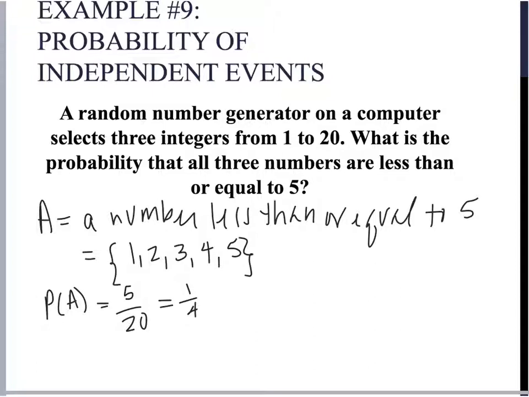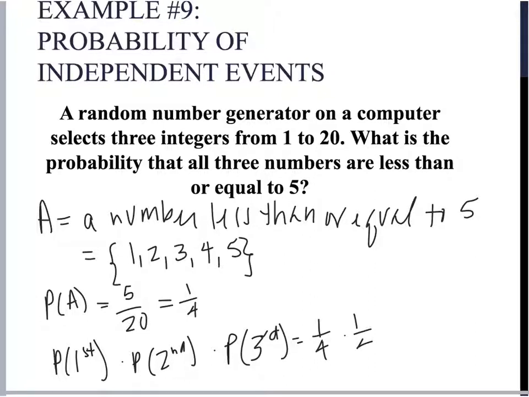So then the probability of selecting my first number as a number less than or equal to 5 times the probability of my second number being a number less than or equal to 5 times the probability of my third number also being a number less than or equal to 5 would be 1/4 times 1/4 times 1/4, which will give us 1/64. So that is a pretty small possibility that if you had a random number generator to select 3 integers from 1 to 20, they would happen to be less than or equal to 5.